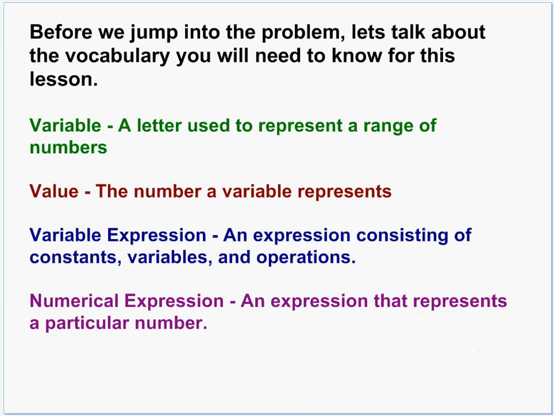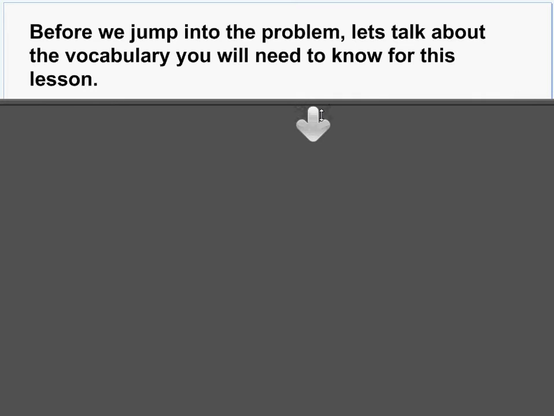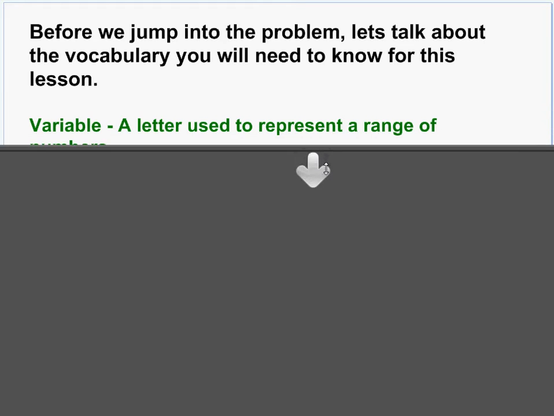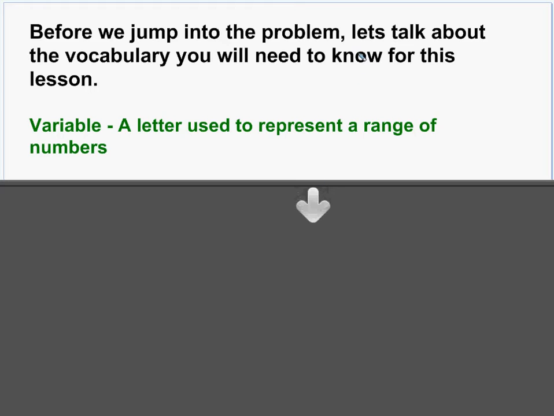Okay, before we get started with these problems, I'd like to first talk about the vocabulary you'll need for this lesson. First vocabulary term is a variable. A variable is just a letter that means a range of numbers, or it can simply mean one number. Most commonly, you will see X and Y, simply because those are the axes of the coordinate plane, the X-axis and the Y-axis. But it can be any letter, so it can be A, it can be Z, it can be Q. Any letter at all is a variable.